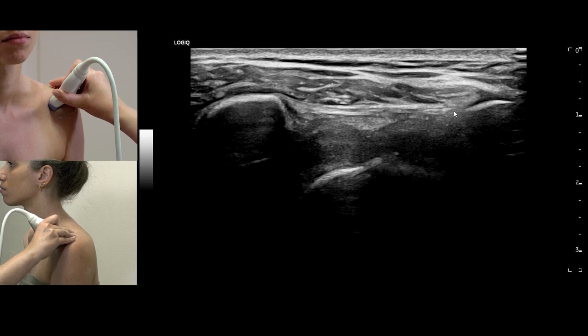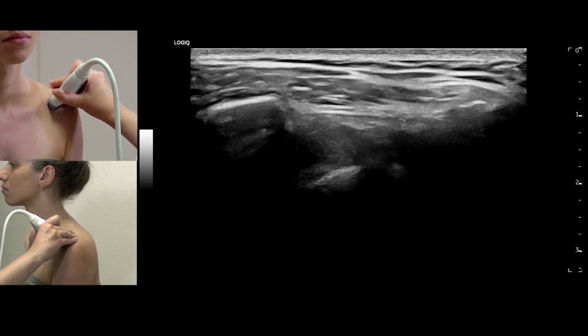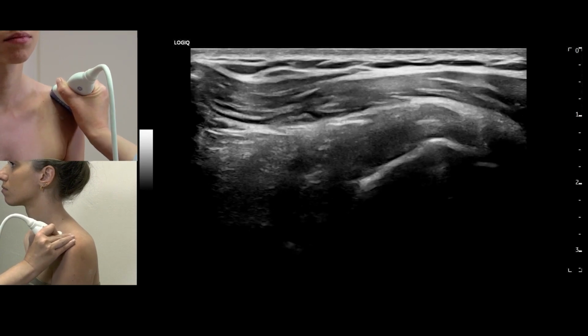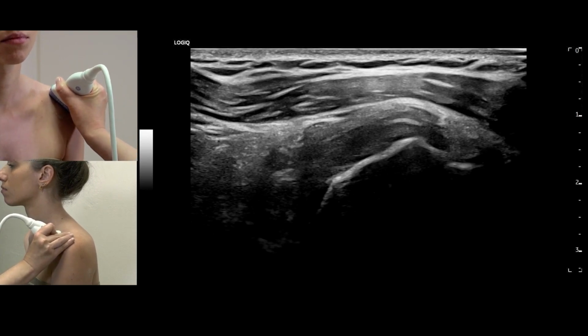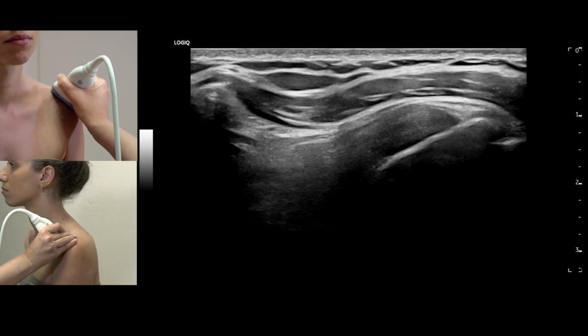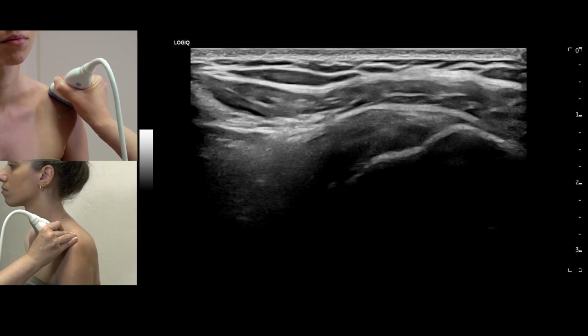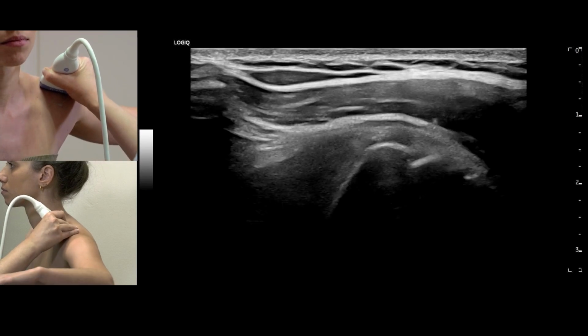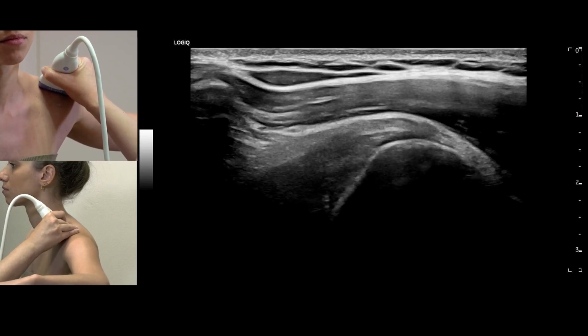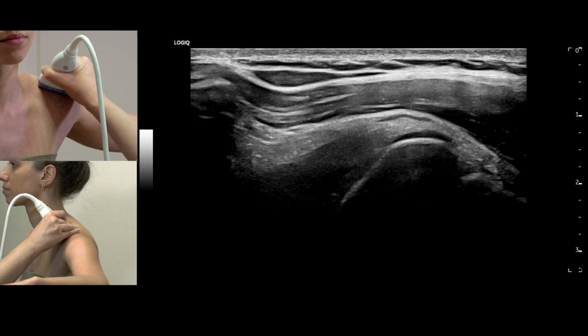This is a longitudinal view of the ligament, and if I turn my probe 90 degrees, I'm going to get a transverse view of this small structure here. Now I'm going to perform the same maneuver and see how the structures below the ligament slide. I'm going to ask the patient to actively elevate the hand, and we can see how all the structures slide nicely below the coracoacromial ligament.